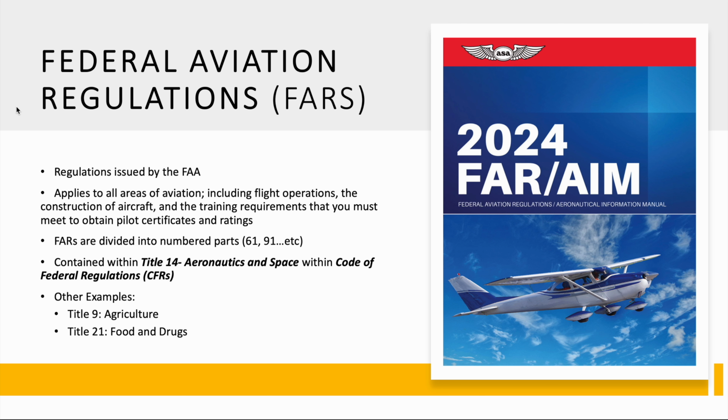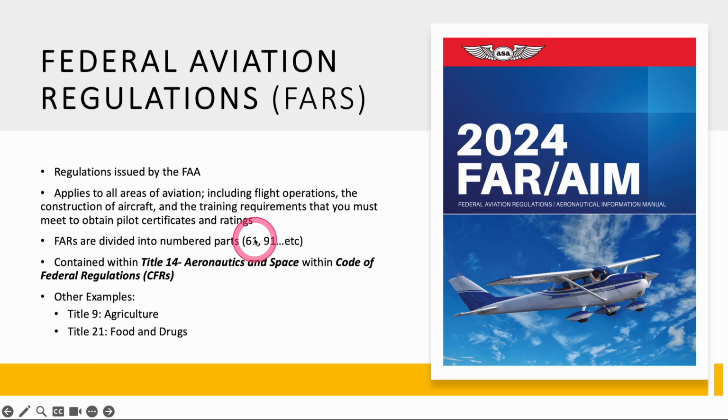I showed this book before. So FAR, Federal Aviation Regulations, and then the second part of this book is the AIM, Aeronautical Information Manual. The rules that apply to us are under something called Title 14. There are a lot of different titles, and they apply to different things. There are titles for agriculture, titles for food and drugs, stuff like that. This specific title is for aviation. And within that title, there are different parts to it. You'll get really familiar with these.